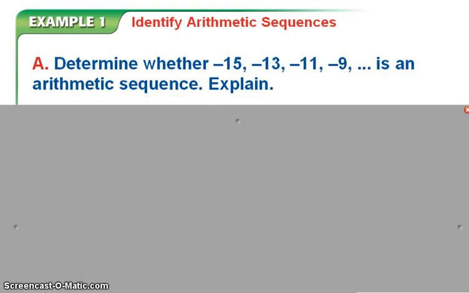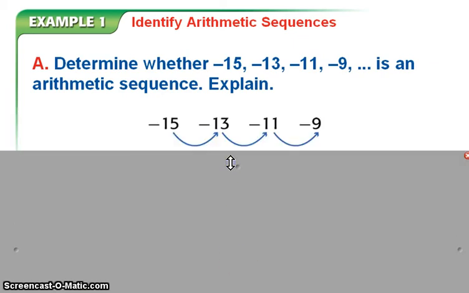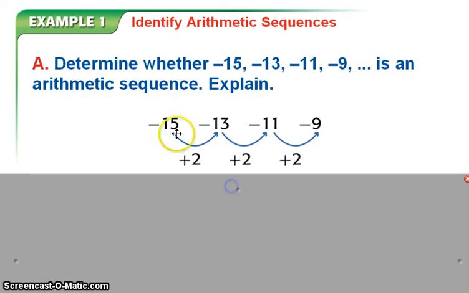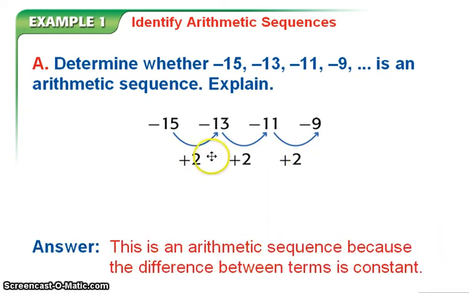Okay? So our first example, determine whether -15, -13, -11, -9, etc. is an arithmetic sequence, and then explain. Here's your sequence. So in order to determine if it's arithmetic, we need to find the common difference, if there is one. And in this case, there is a common difference of 2. Because there's a common difference of 2, it is arithmetic. This is an arithmetic sequence because the difference between terms is constant. It's a constant of 2.